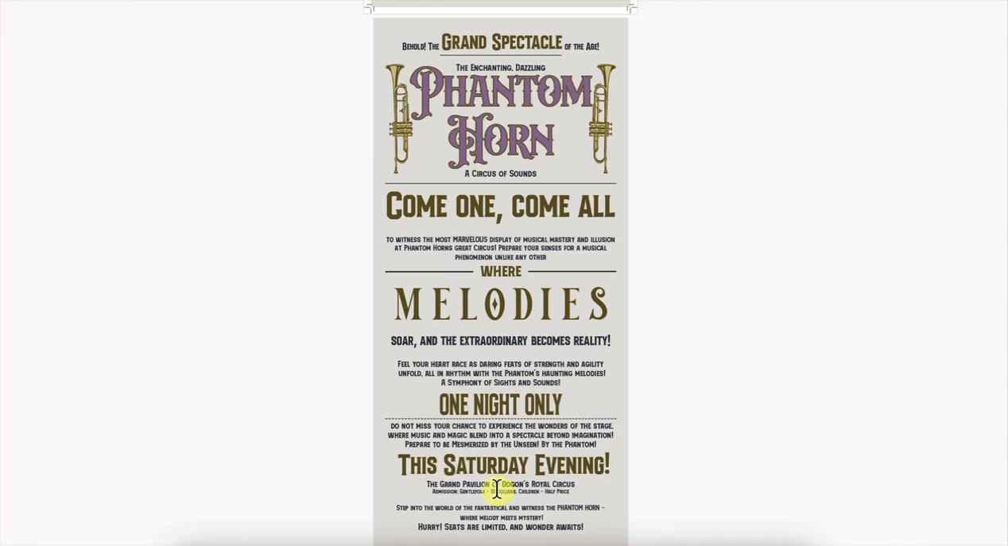And it's really nicely balanced, and I see why you made the decisions that you made. Just maybe instead, why don't you throw this Grand Pavilion of Dogon's Royal Circus up here in place of Come One, Come All, and just make Come One, Come All the next line down. It can be a little bigger than To Witness the Most Marvelous Display, to get us to read that part.